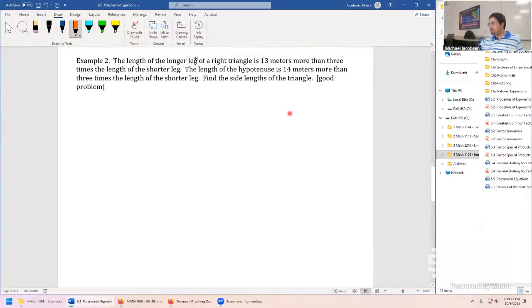Well, this says the length of the longer leg of a right triangle is 13 meters more than 3 times the length of the shorter leg. They told us a lot of information right there. First of all, there's a right triangle. Apparently one of the legs is really long relative to the other. So I'm going to draw something about that like that. Here's my right triangle with a really long leg relative to the other leg.